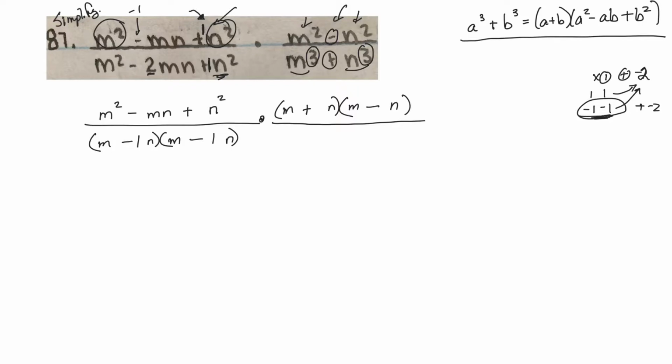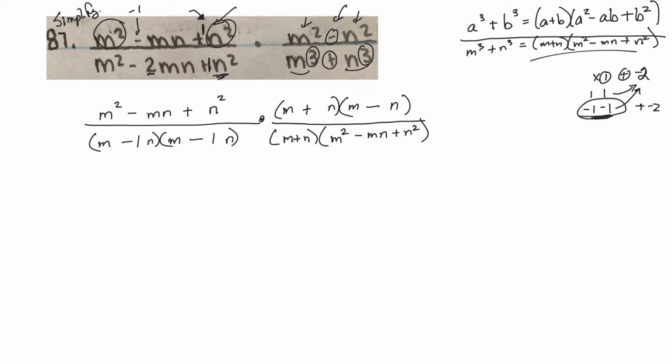Okay, so let's sort of follow the pattern. If I had m cubed plus n cubed, I just replace them all. So it'd be an m plus n, and then an m squared minus m times just mn plus n squared. Okay, let me write that down over here. So m plus n, and then m squared minus mn plus n squared. All right, so it's a ton of factoring.